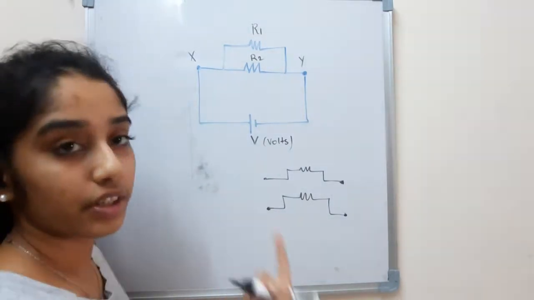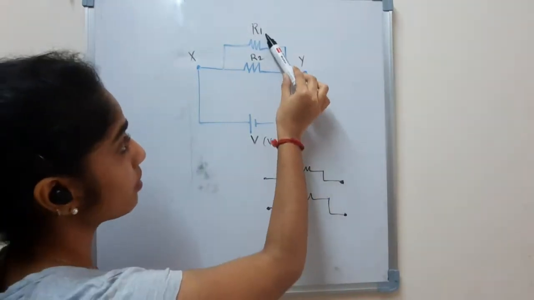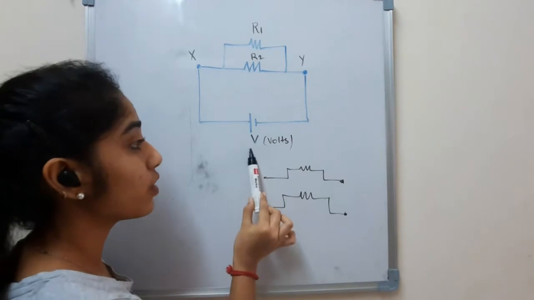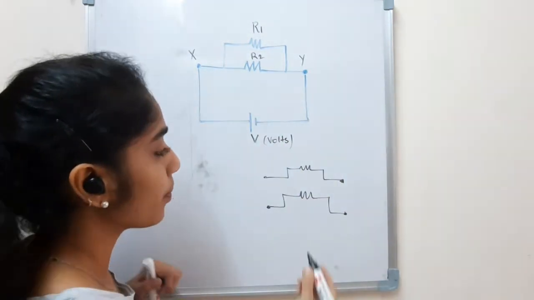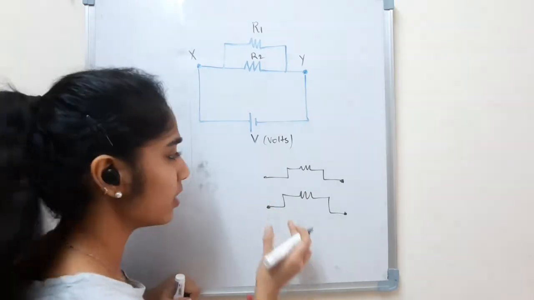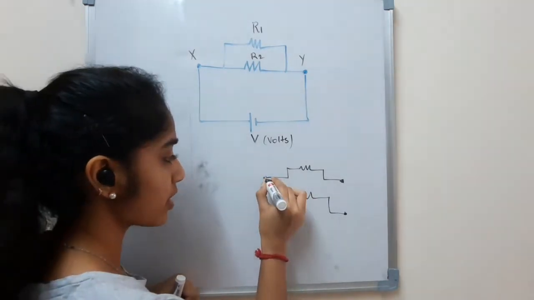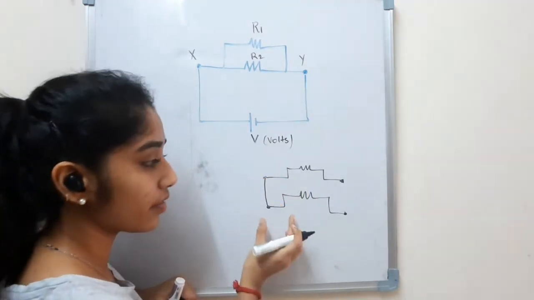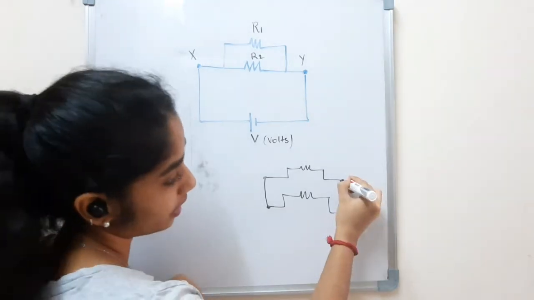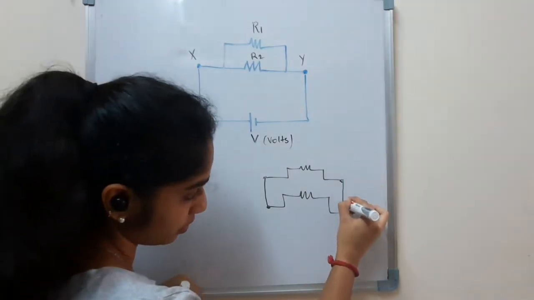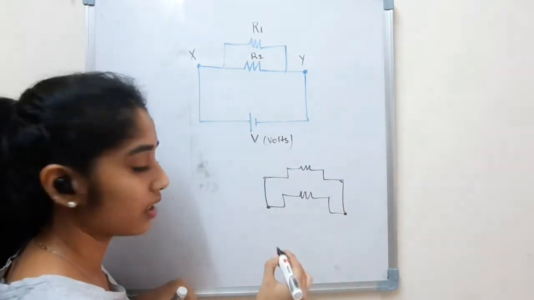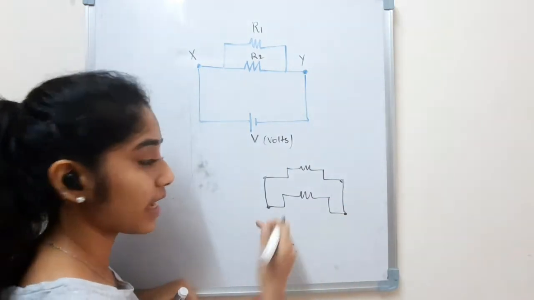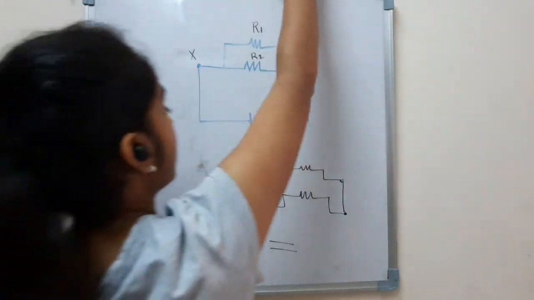So consider this circuit where I have placed R1 and R2 in parallel and voltage V is connected across X and Y points. So, what do you mean by parallel? When one end of a resistor is connected to one end of another resistor and the other end of this resistor is connected to the other end of the second resistor, we say that these are in parallel. So parallel meaning like they're stacked up. Just remember that. Okay.